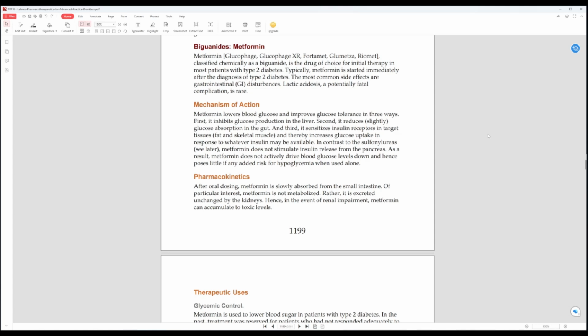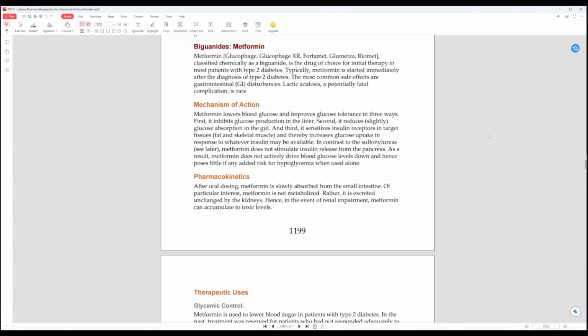Its mechanism of action, therefore. Metformin lowers blood glucose and improves glucose tolerance in three ways. First, it inhibits glucose production in the liver. Second, it reduces glucose absorption in the gut. And lastly, it sensitizes insulin receptors in target tissues, and thereby increases glucose uptake in response to whatever insulin may be available. In contrast to sulfonylureas, metformin does not stimulate insulin release from the pancreas. As a result, metformin does not actively drive blood glucose levels down, and therefore poses little, if any, risk for hypoglycemia when used alone.